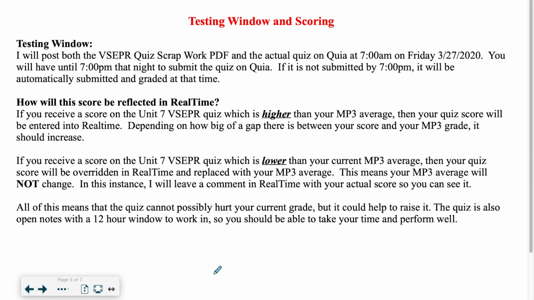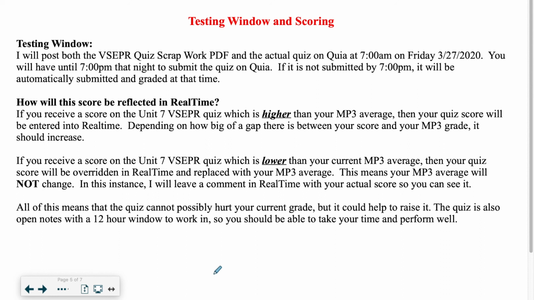Alright, so both the VSEPR scrapwork and the actual quiz on Kia are going to be posted at 7 a.m. on Friday, and you're going to have until 7 p.m. that night to submit it. If your quiz is still active by 7 p.m., it's going to be automatically submitted at that time. So please make sure that you give yourself plenty of time and you don't save it for the last minute.